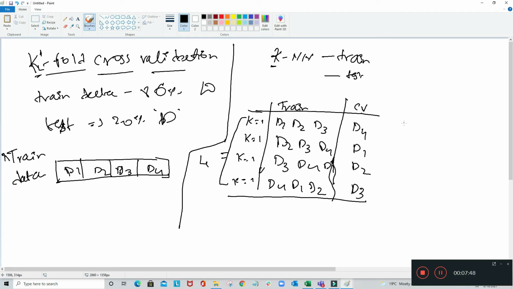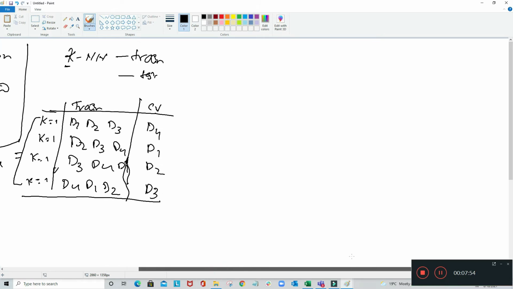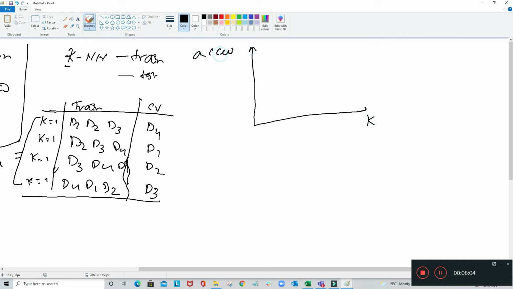So what happens here is, let's plot the accuracy and the K plot. Say K and accuracy. For k equals 1, I can plot only one point here. So what I'd be doing is, for each of these parts, I'll be calculating accuracy. So I'll get, say, A4, A1, A2, A3. I'll take the average of all these accuracies and I'll plot it here.